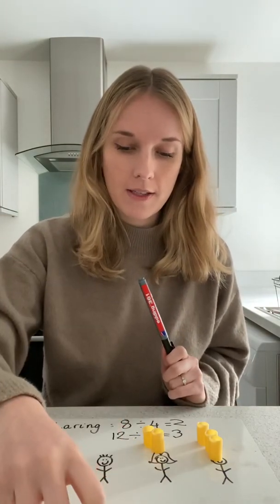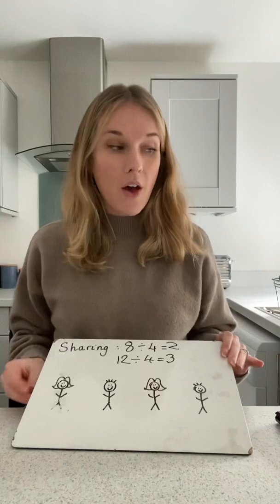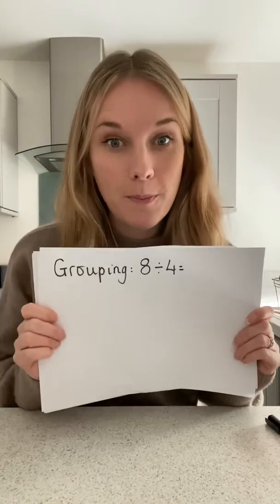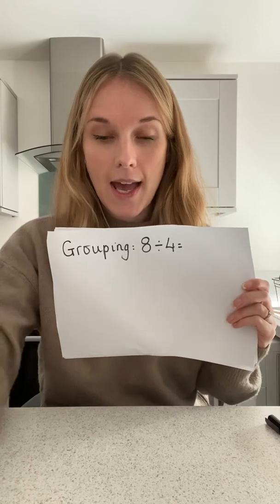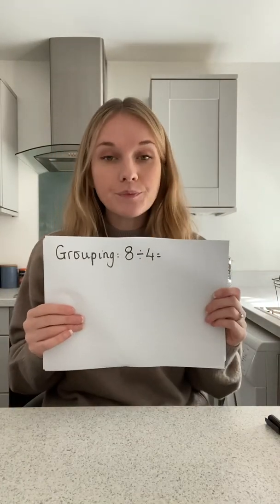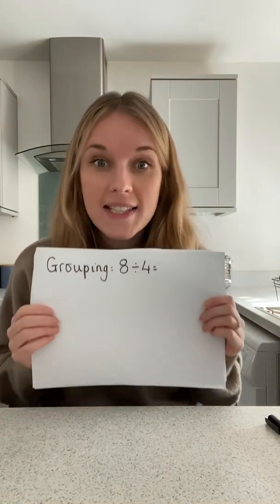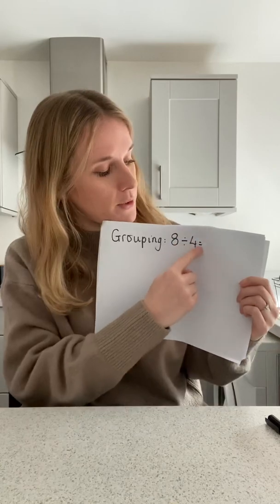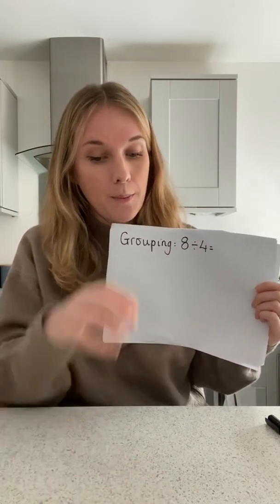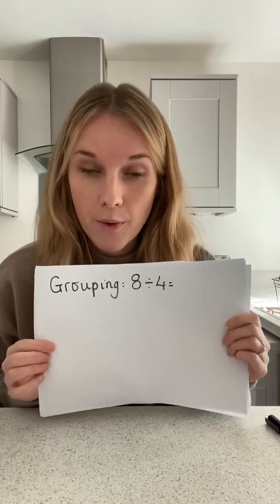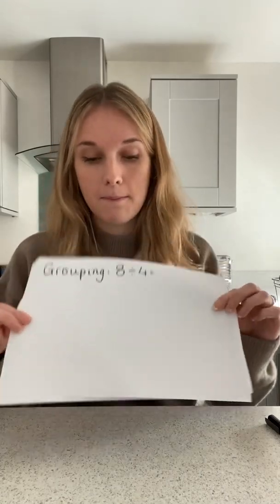Right, so I'm going to move my pasta shells out of the way just for now. And then we're going to look at the other way of dividing, which is, can you remember from last week? That's right, it's grouping. Okay, so I'm going to go back to my 8 pasta shells, and this time I'm not going to share it equally amongst 4 people. Instead, I'm going to group it into groups of 4. So I've got my 8, and I'm going to put them into equal groups of 4 and see how many groups I can make. What do you think? How many will I be able to make?